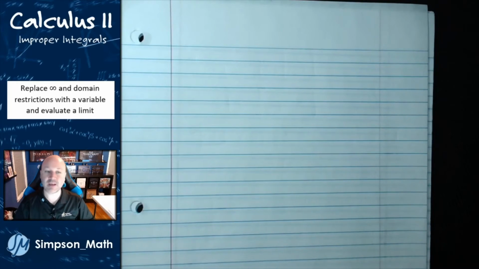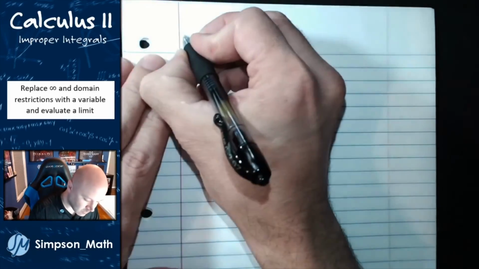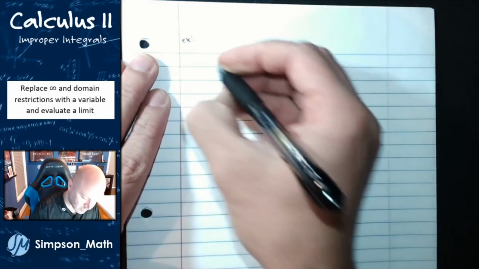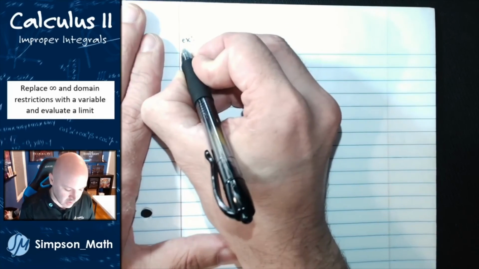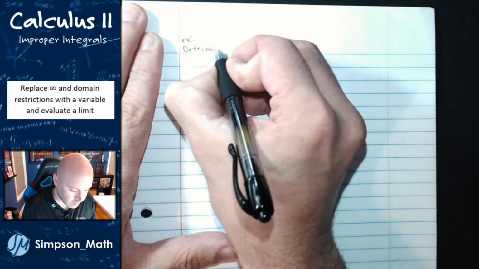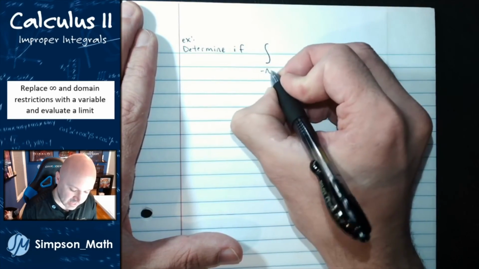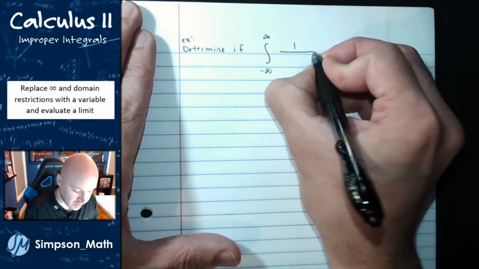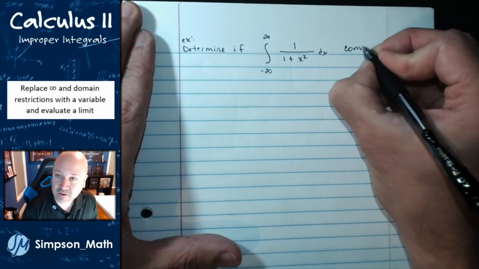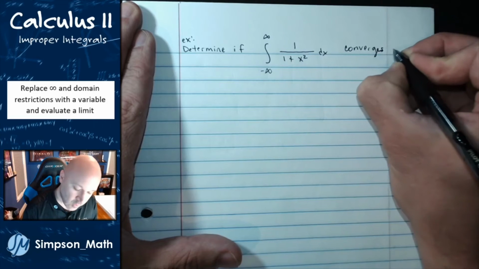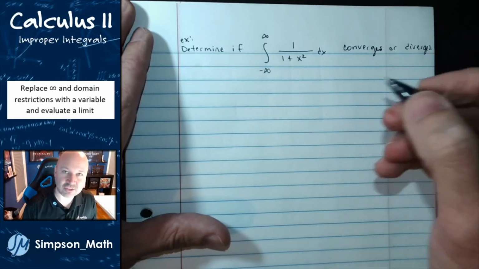Let's try another example. Change up the wording. You'll see this asked a lot. Determine if the integral from negative infinity to infinity of 1 over 1 plus x squared dx converges or diverges, and if it converges, what does it converge to?